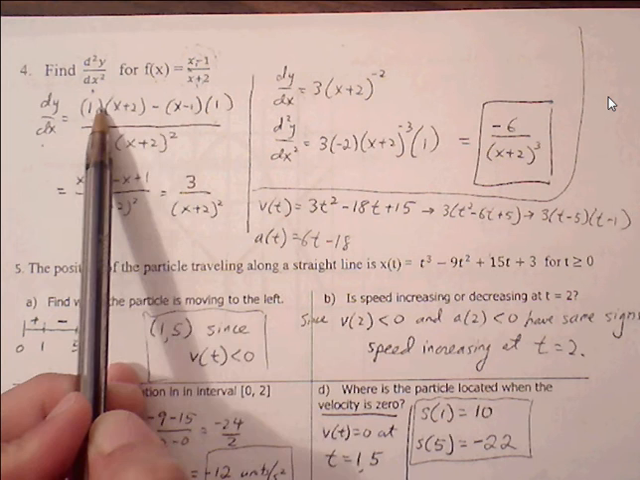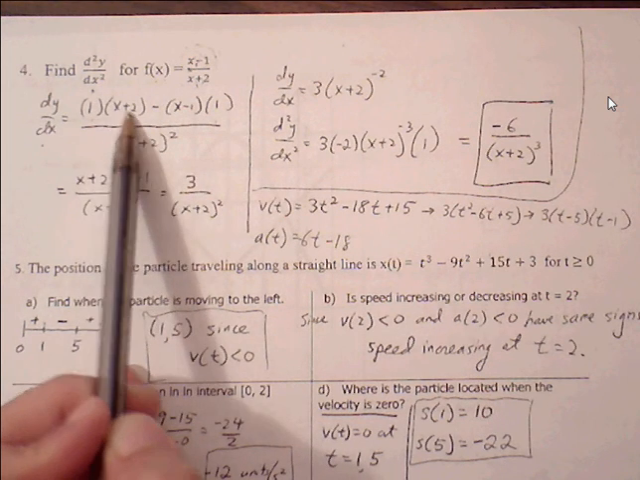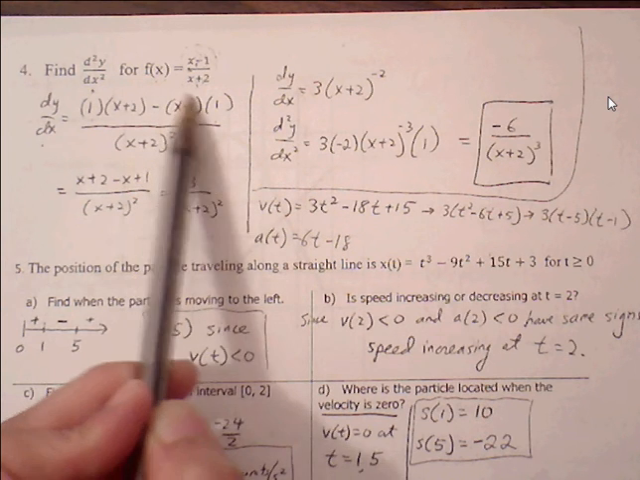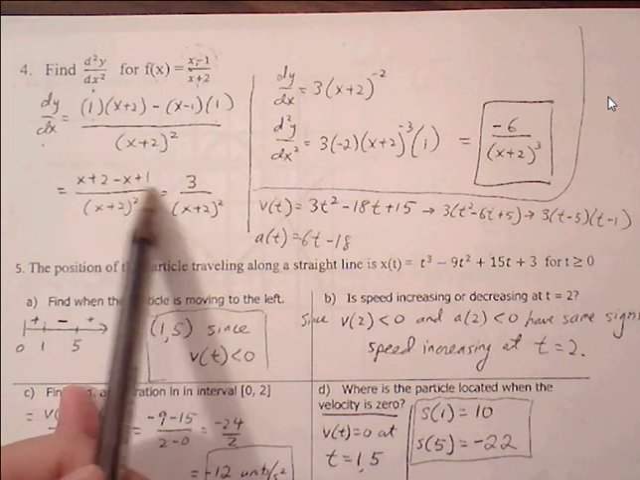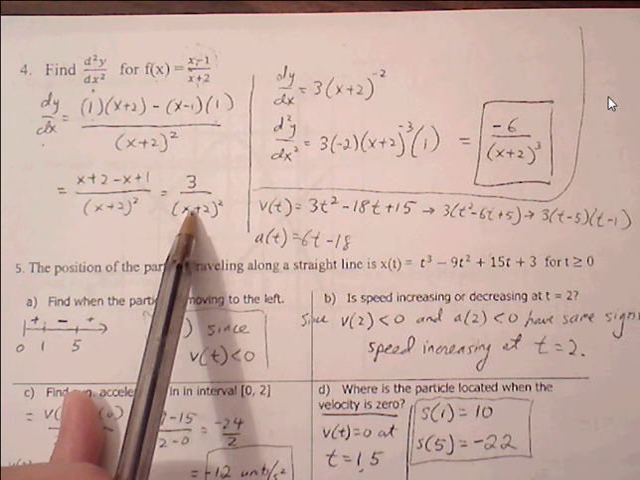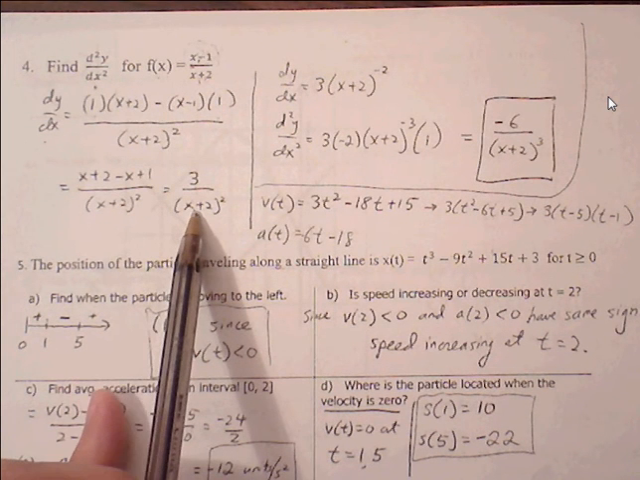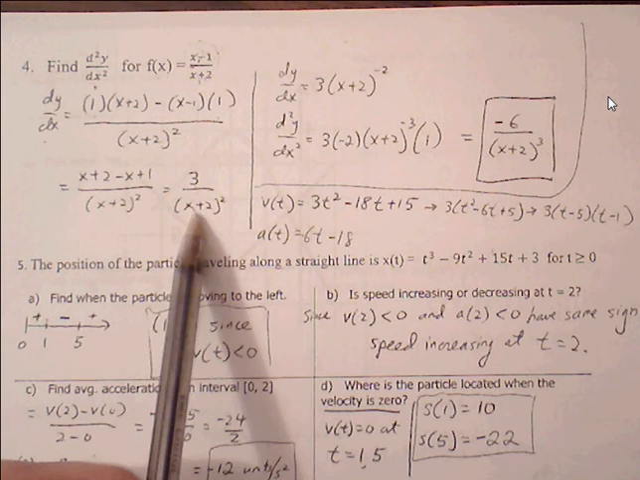We can distribute and combine like terms here to simplify. So x plus 2, distribute the 1, negative x plus 1, and now combine like terms. The x's cancel out. We're left with 3 over x plus 2 quantity squared. Okay, so we found our first derivative. Next step is to find the second derivative.